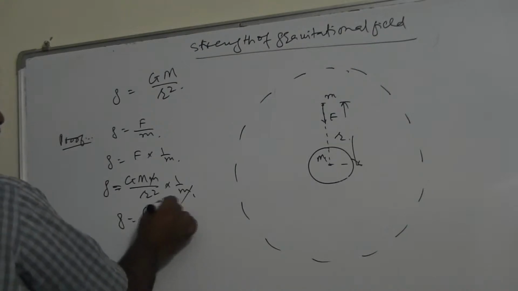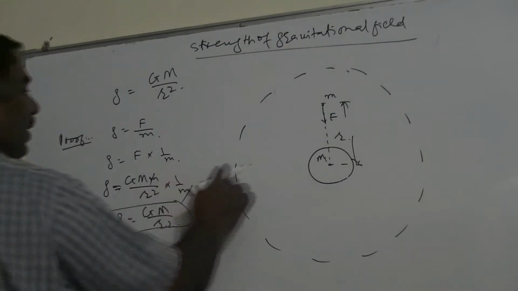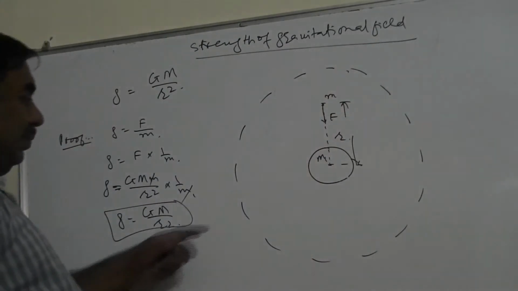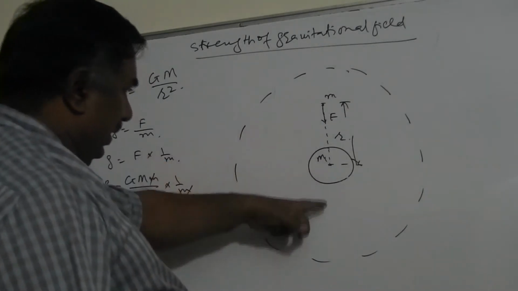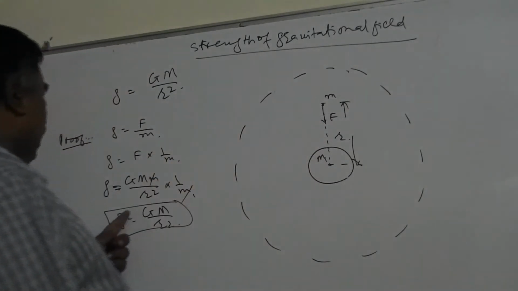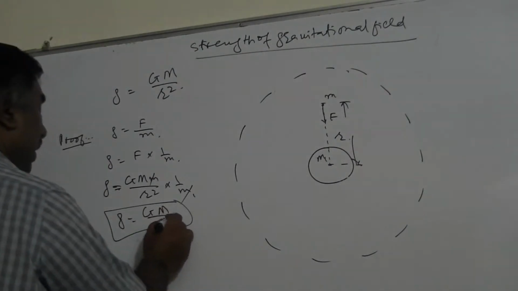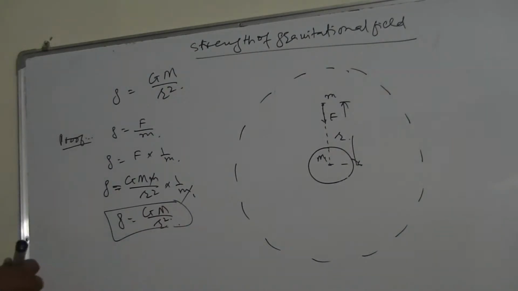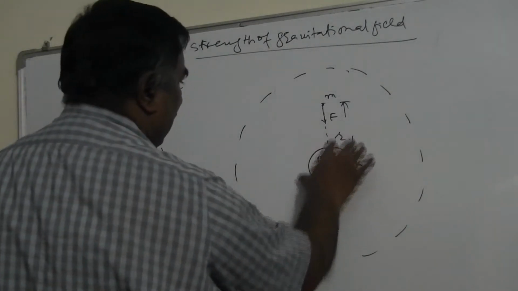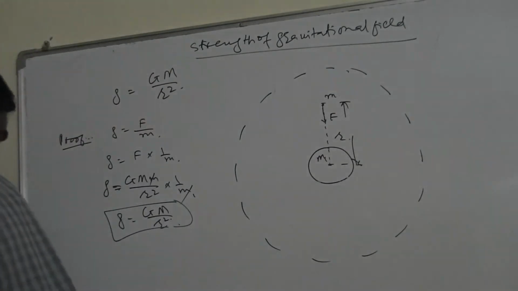It is clear, the strength of gravitational field does not depend upon the mass of this one. It depends upon the mass of this body and the distance from which it is placed. So g is equal to GM upon r square. Let us see for a body, how this g varies inside the Earth.